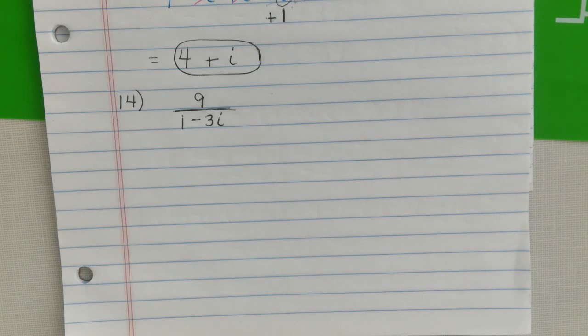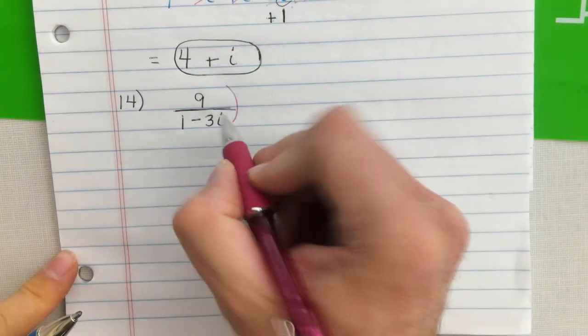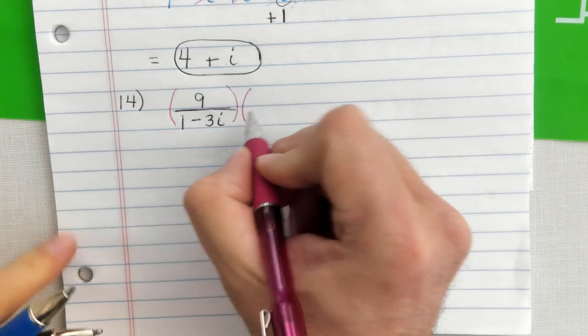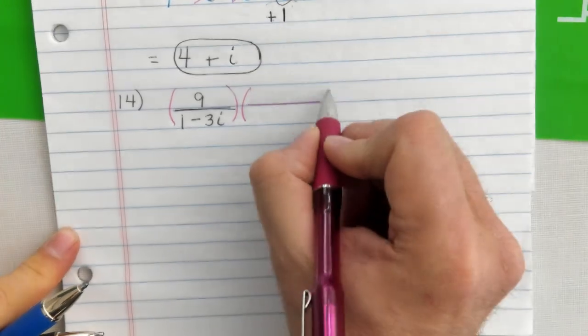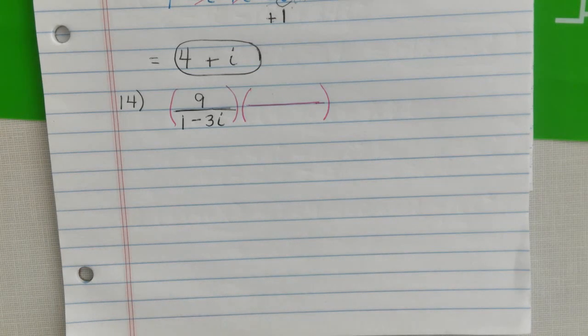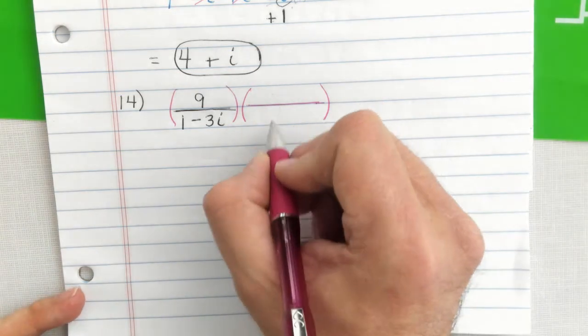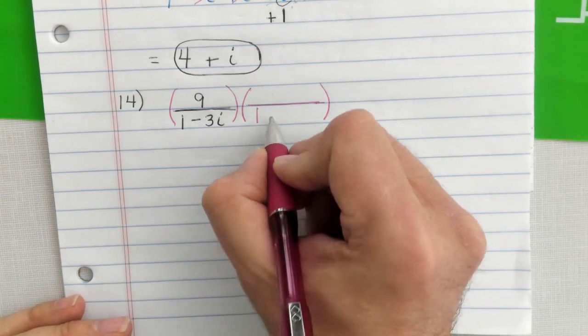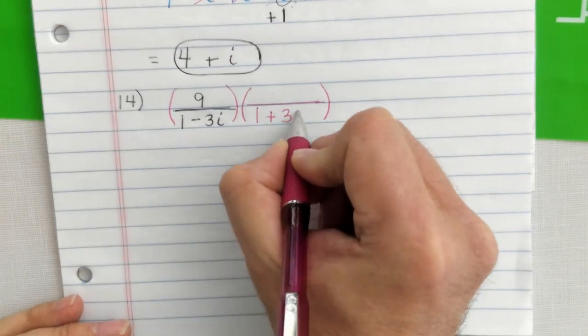Well, multiply above and below by the conjugate of the denominator. So what's the conjugate of the denominator? By conjugate, that means change the middle sign. In general, that's what any conjugate means. Change the middle sign. So what am I multiplying above and below by? 1 plus 3i.